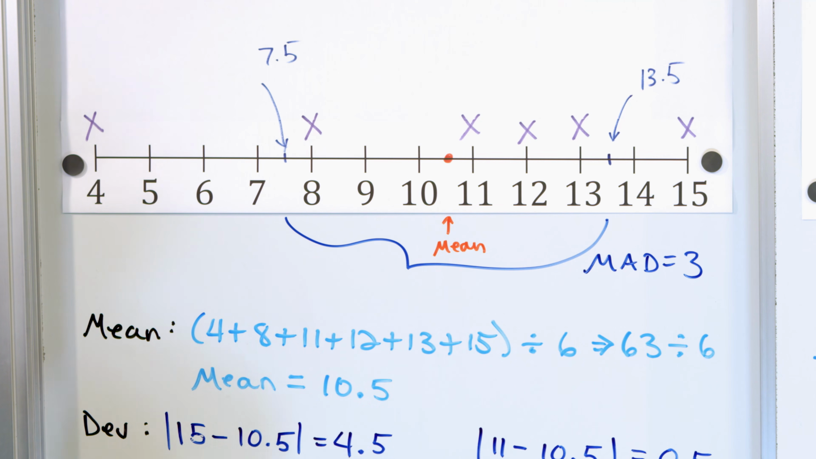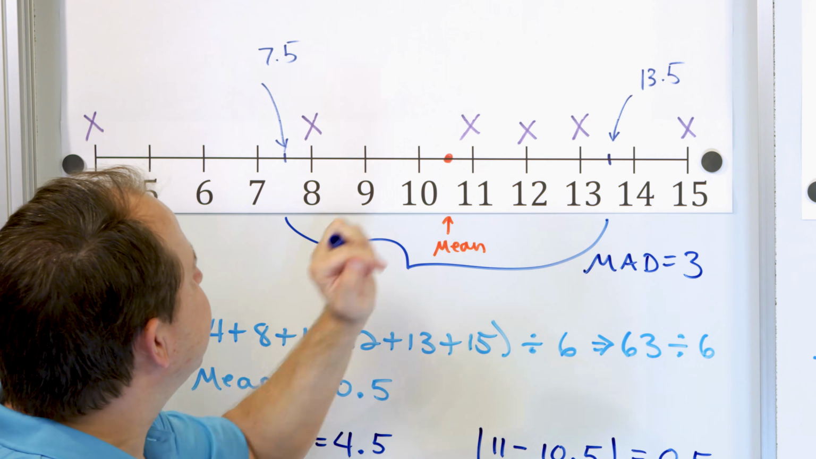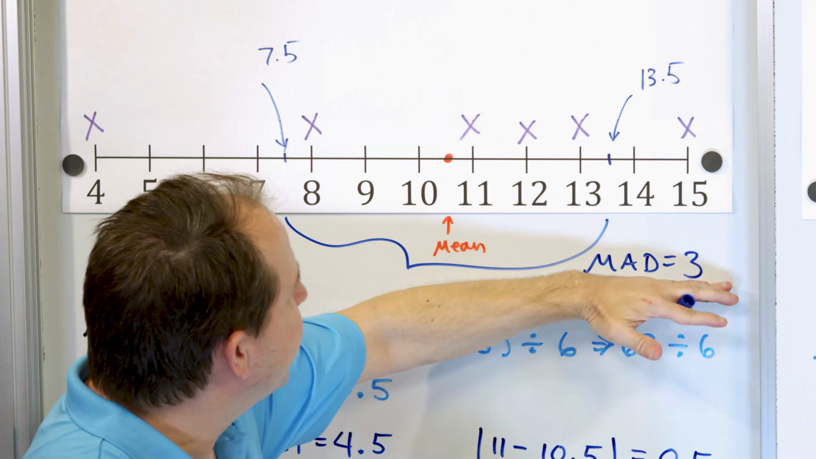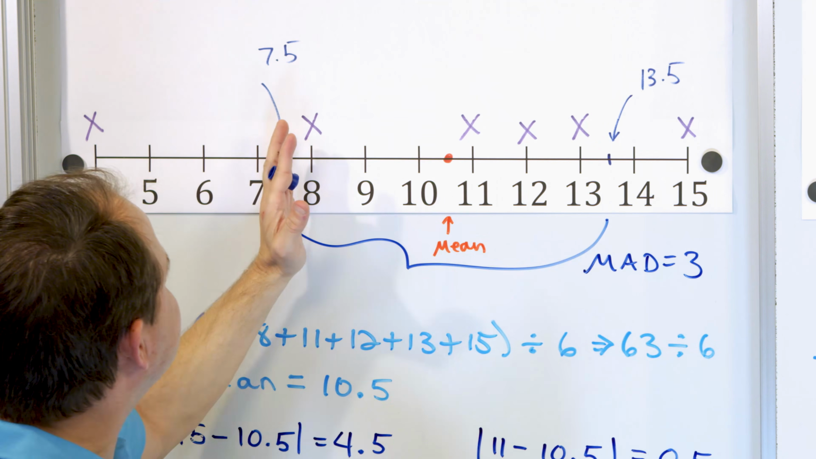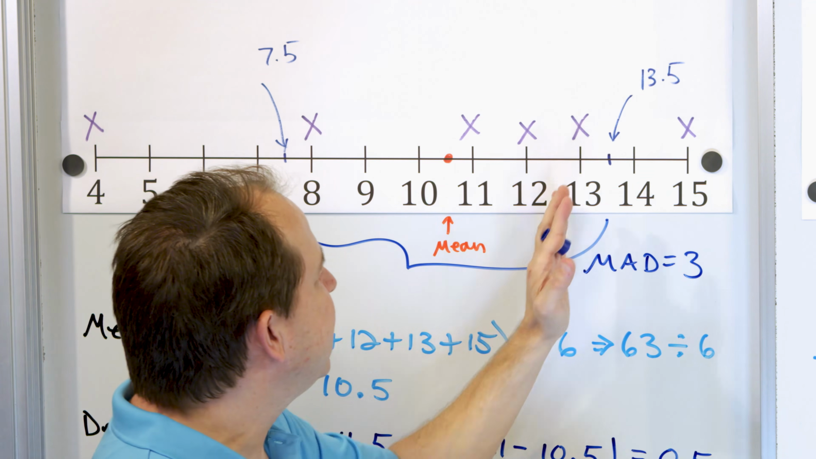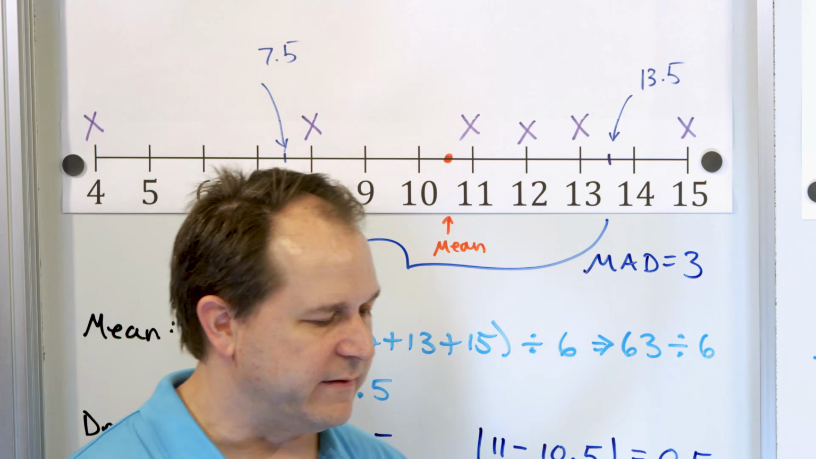Let me just double check myself. 7.5, 13.5. Yes. So what it's saying is the mean is 10.5, and most of your data will lie between 3 units above or below the mean, which turns out to be 7.5 on the low side, which is 3 units below the mean, and 13.5, which is 3 units above the mean.